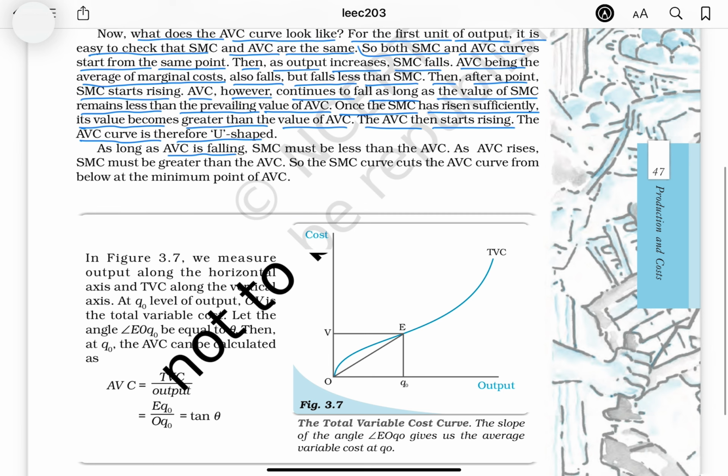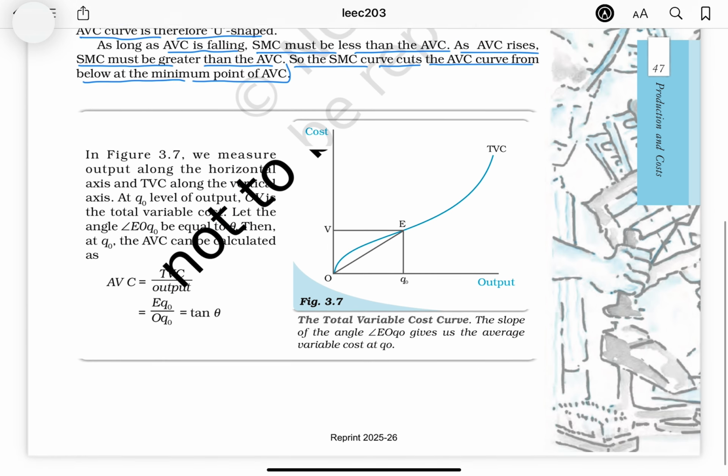As long as AVC is falling, SMC must be less than the AVC. As AVC rises, SMC must be greater than the AVC. So the SMC curve cuts the AVC curve from below at the minimum point of AVC.